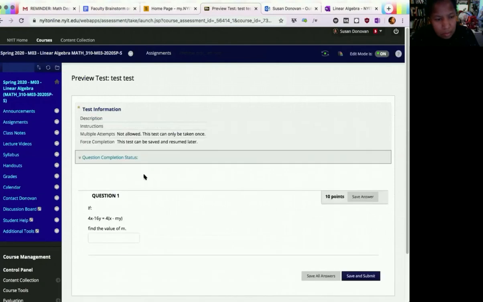We see that when this question is pulled up, we get some random numbers. So we got 4x minus 16y is equal to 4 times x minus my. So what does m have to be? Well, that has to be 4. So let's save and submit.